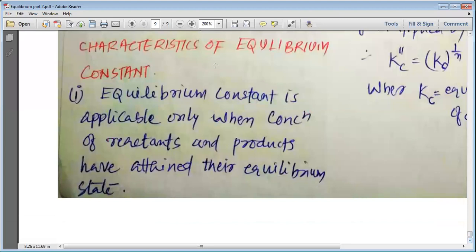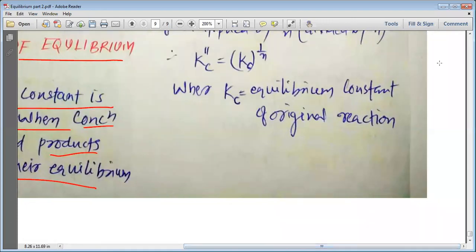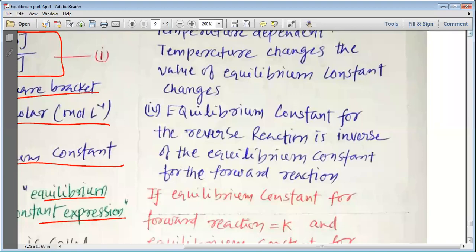Now, what are the various characteristics of equilibrium constant? Let us look into them. Equilibrium constant is applicable only when the concentration of reactants and the concentration of products have attained their equilibrium state. That means the concentrations have become constant. At that time only we calculate the equilibrium constant, and they should not change frequently. When the equilibrium state is obtained completely, only then we calculate the equilibrium constant.